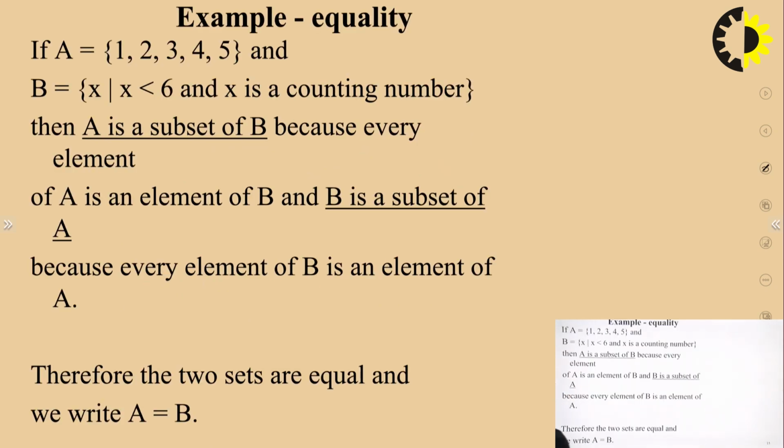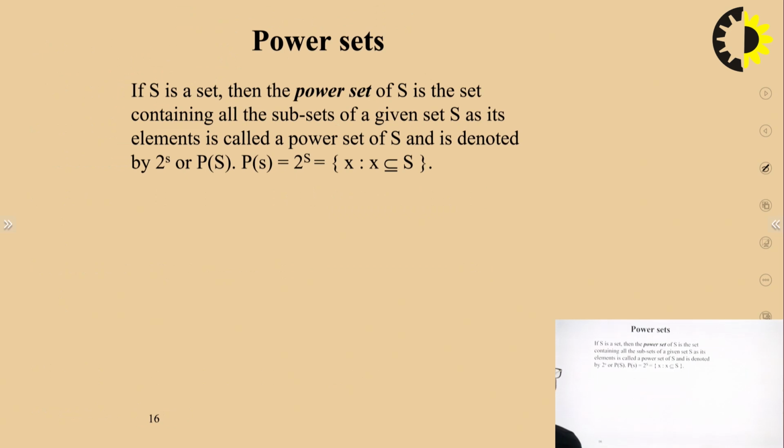right. Now we can have another example. We have discussed this also in the previous slide: A has elements 1, 2, 3, 4, 5 and B has the condition x less than 6, right. Now x is a counting number, then A is a subset of B because every element of A is contained in B, and B is also a subset of A because all the elements that are satisfying this condition are contained in A. So we can say that A and B are equal, right.